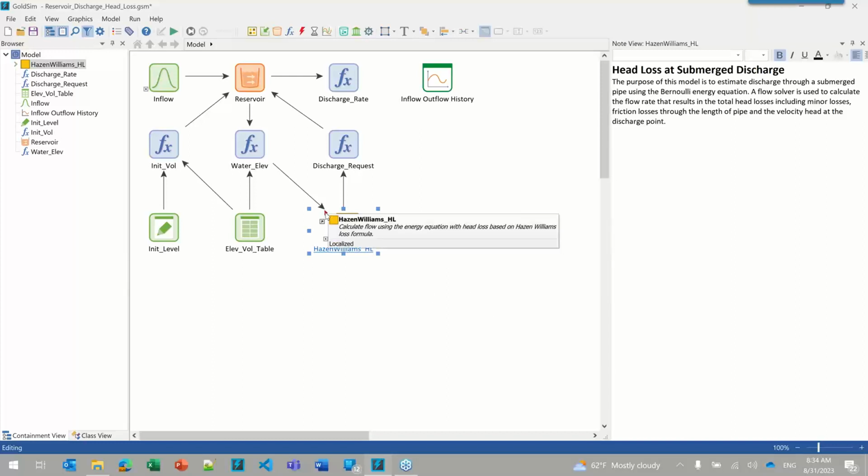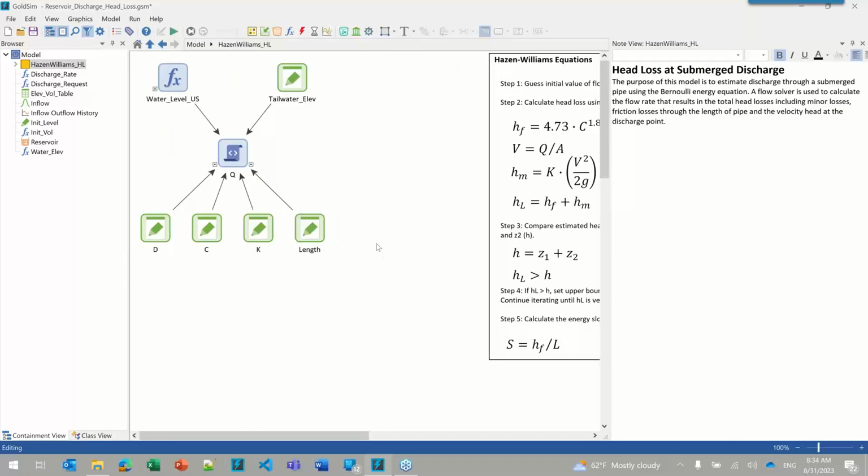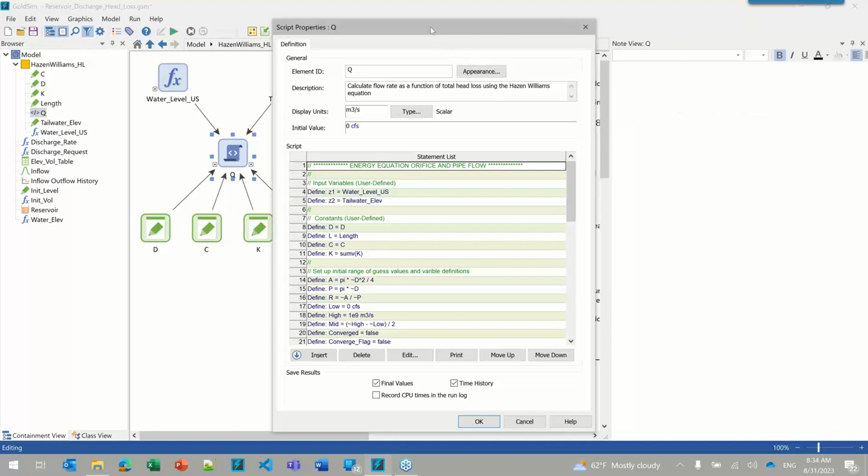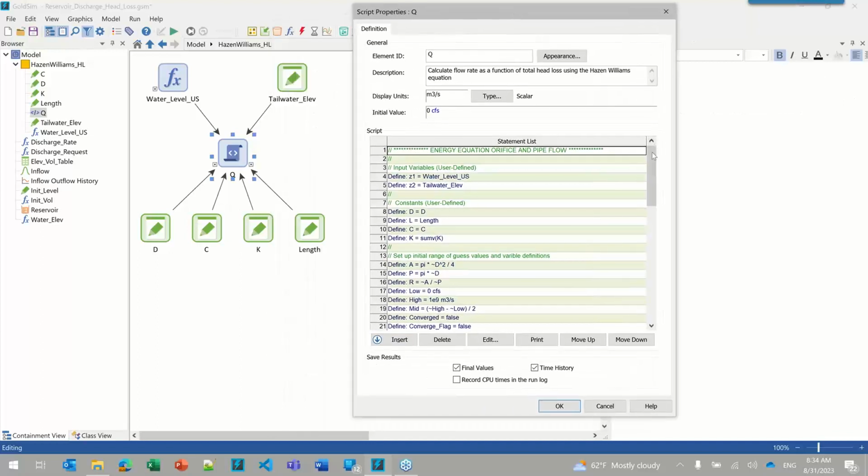And so in here we have a script element. If I go in here, here's the script element. What we do is we use the Hazen-Williams formula for calculating friction losses. And we do that by, the first thing we do is we guess a flow rate. And with this guessed flow rate, we calculate all the head losses from that, including minor losses from pipe bends and valves and so forth.